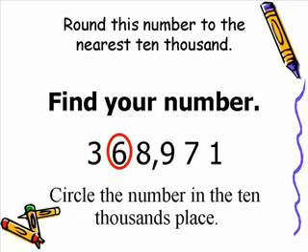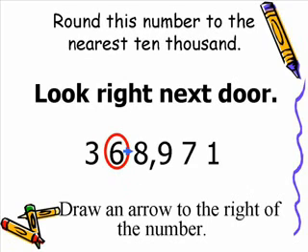Remember the point. The first line of the poem said find your number. In this case, we're going to round to the nearest 10,000, so the 6 is in the 10,000 spot, and we've circled the number in the 10,000s place. The next line of the poem says look right next door. So we've drawn an arrow to the right of the number that we're going to round, as you can see here. There's an arrow going from the 6 to the 8.